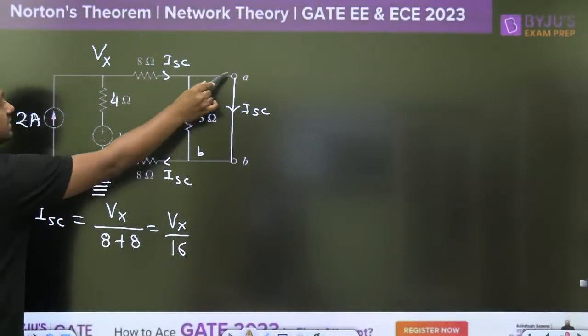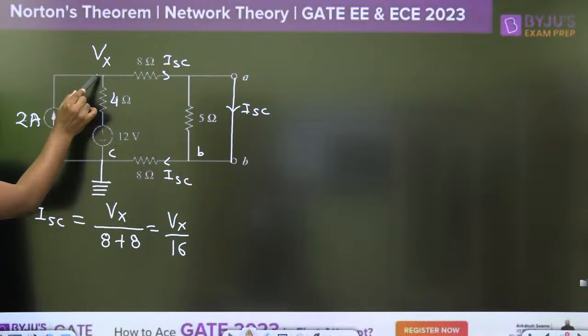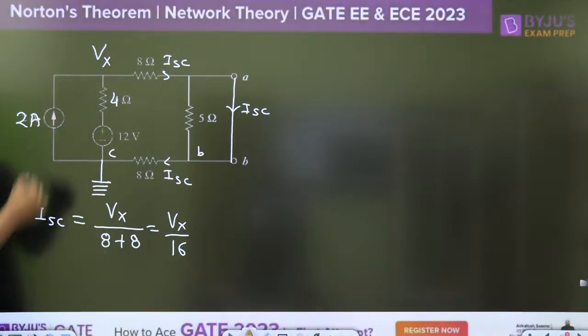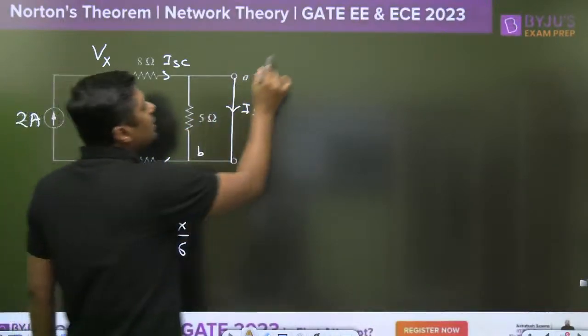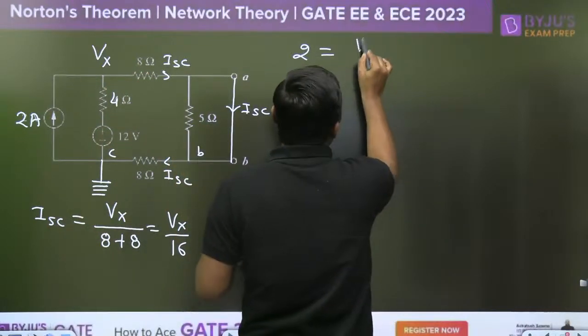Why? Because this will short circuit the 5 ohm resistor. Now how to find the Vx? Vx, what is the incoming current? Apply the KCL. Incoming current is 2 ampere.